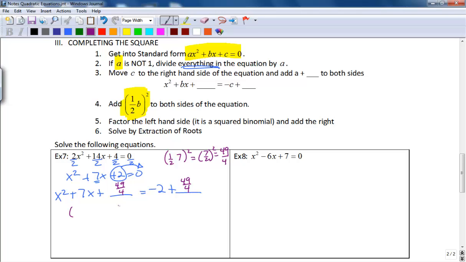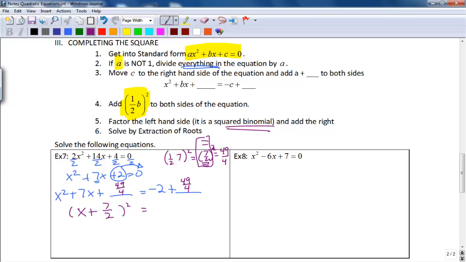I need to factor the left and add the right. The left-hand side is always going to factor as your variable, and it's always a binomial squared, right? So it's going to be whatever variable you have. In this case, it's x. And then remember this number here, the number when I multiplied 7 by a half, and I got 7 halves before I squared it. So this half of b is always going to be the same sign you have in the middle, and then that number, in my case 7 halves. So x squared plus 7x plus 49 over 4 factors as x plus 7 halves squared.